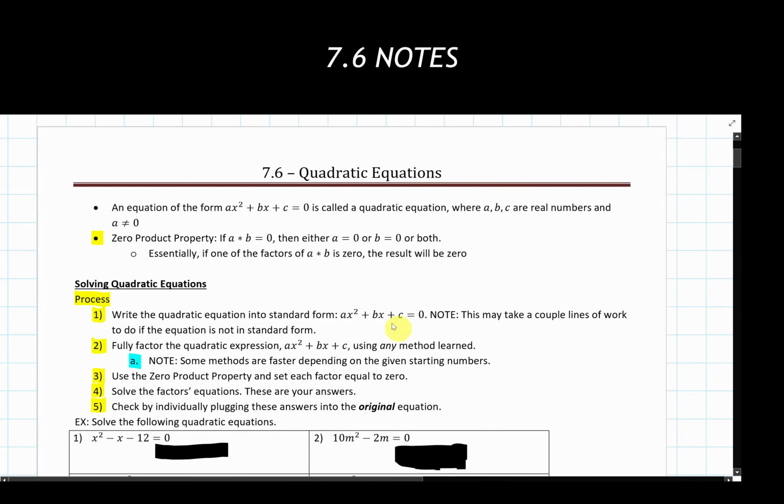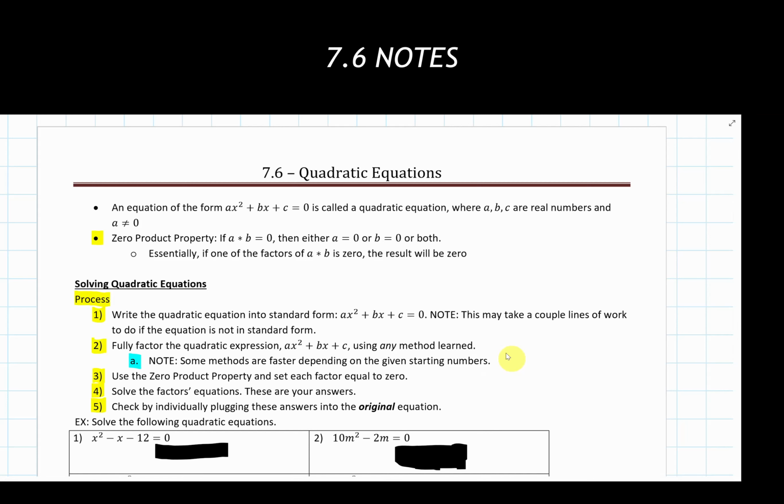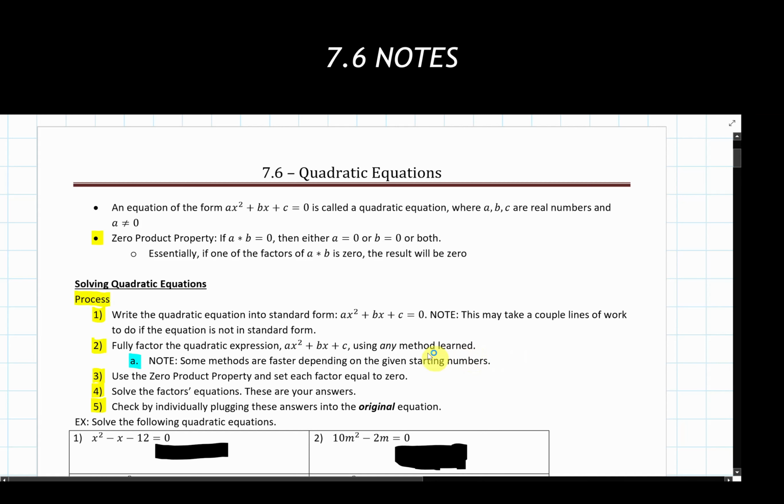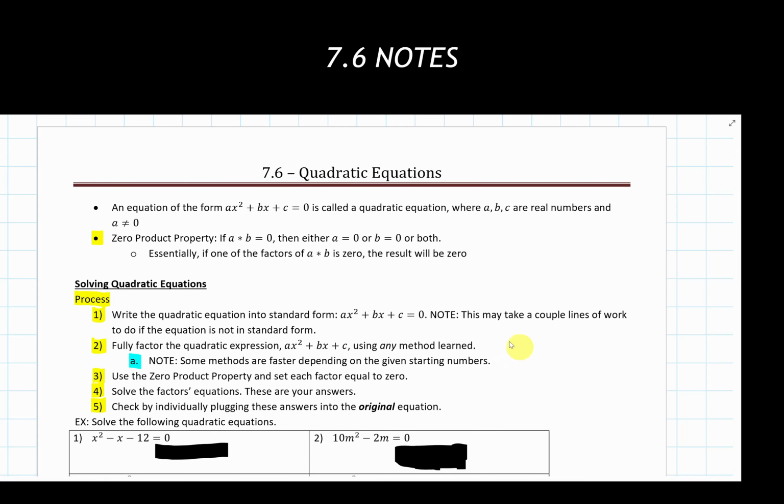Once we have everything written in standard form, this ax squared plus bx plus c equals 0, we're then going to fully factor the quadratic expression using any method that we have learned. So that could mean that we're going to be using the greatest common factor, maybe we're going to be using the special properties where we have the difference of squares, maybe we have a perfect square trinomial, maybe we need to use the AC method. All of those previously learned methods that we have are all showing up here, and we can use any of those that we would like. Sometimes we're going to use a combination of them, sometimes we're only using one. It all depends on the numbers and values that we have been given.